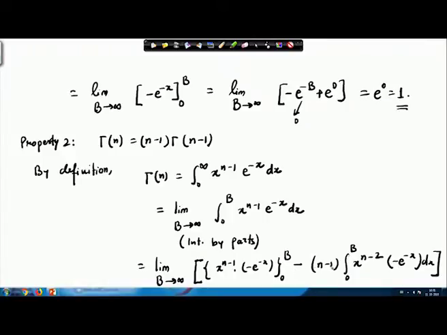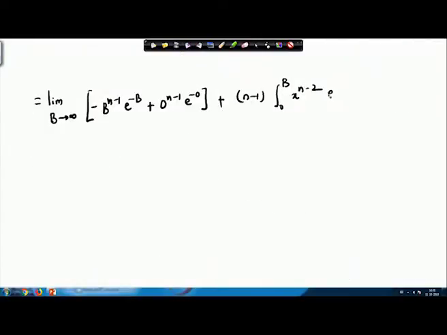So, this will be e to the power, so plus e to the power minus x, so this will be plus e to the power minus x dx. So, now here we have a bracket, and this one can be put in the curly bracket. Now when b goes to infinity, this whole term will go to 0, because this will go to infinity and this one will go to 0. So, ultimately the product will go to 0, and this is anyway 0.